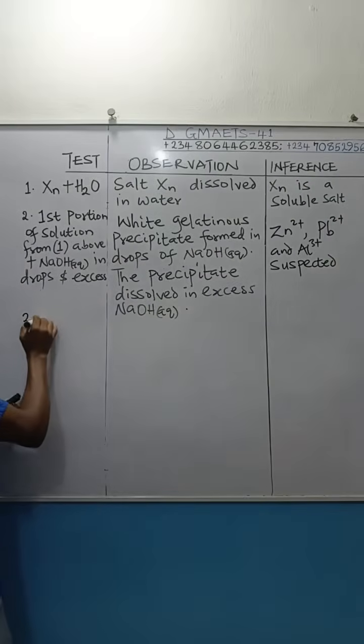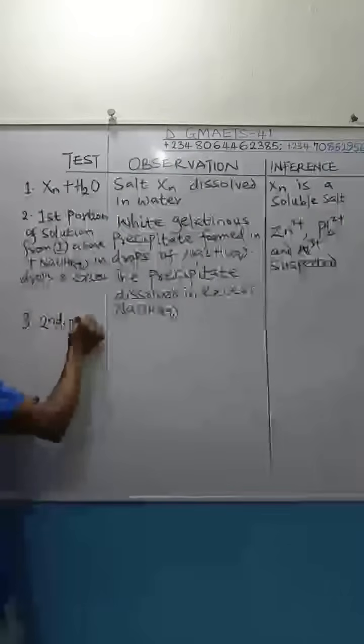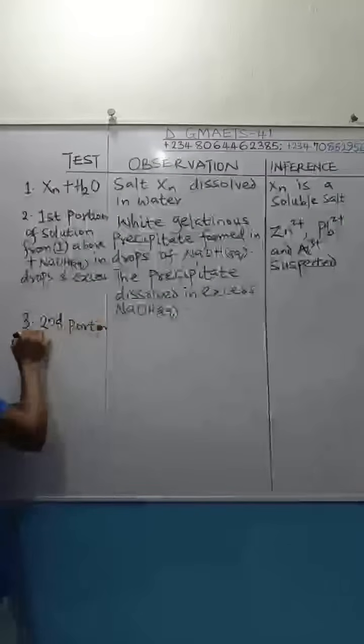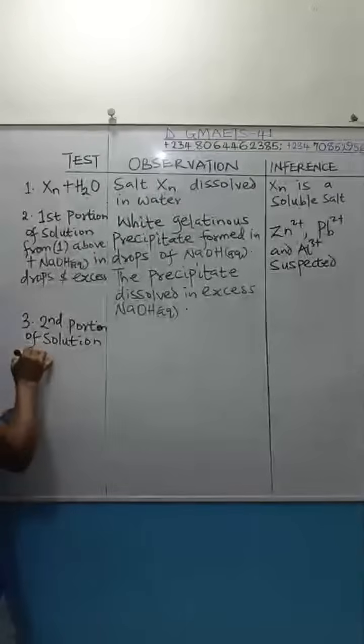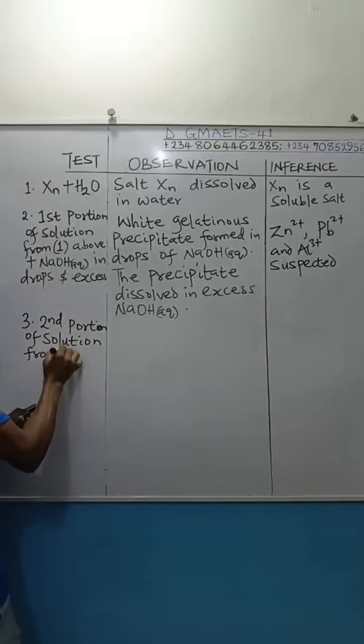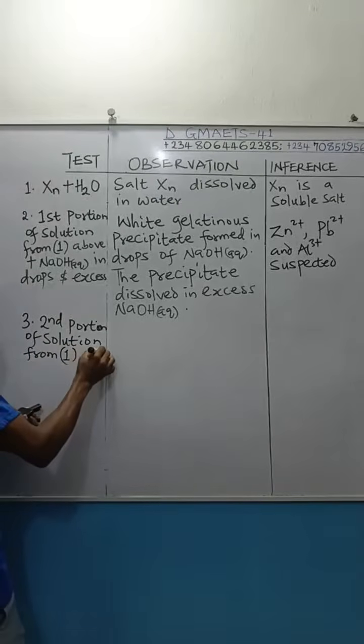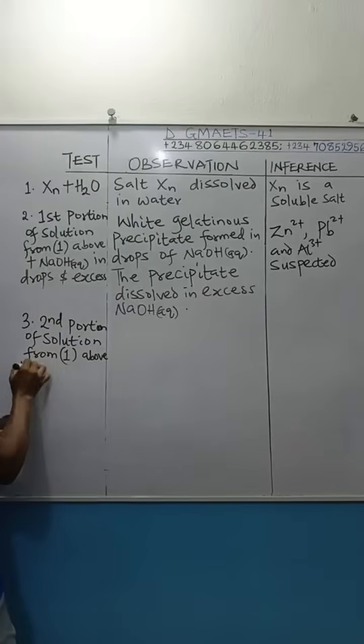So I am going to write, is it section of solution? You must state where that solution came from. Of solution from 1 above. From 1 above. So that second portion plus NH3 aqueous.